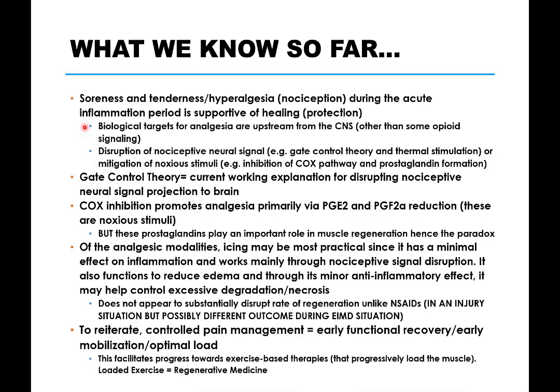The two general categories of analgesic mechanisms include: 1. Disruption of nociceptive signals, which involve the gate control theory and thermal stimulation of TRP receptors, and 2. Mitigation of noxious stimuli, which largely involve inflammatory chemicals like prostaglandins. This largely involves inhibition of the cyclooxygenase pathway, which forms these prostaglandins. Now, always keep in mind that certain prostaglandins, like the ones listed here, are not only noxious stimuli that cause hyperalgesia, but they are also critical signaling molecules for regeneration. This is why inhibitors of the cyclooxygenase pathway like NSAIDs and corticosteroids are controversial in sports medicine.